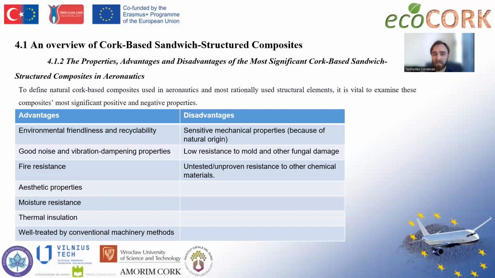In aeronautical engineering, we are not very often dealing with natural materials, so mold and fungus can be quite a factor when dealing with cork. And one more disadvantage is untested or unproven resistance to other chemical materials. And as we know, and as we will discuss later, in aircraft, we are using various chemicals, fluids, fuels, hydraulics, and this is a very important factor when discussing cork-based composites.